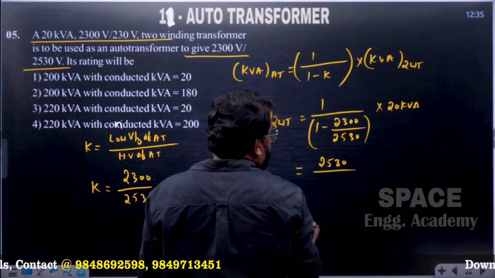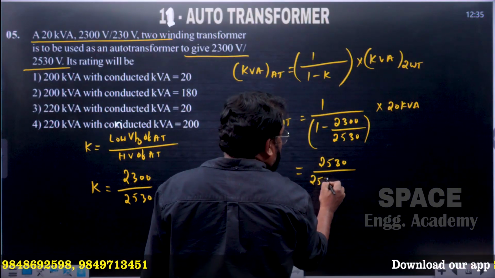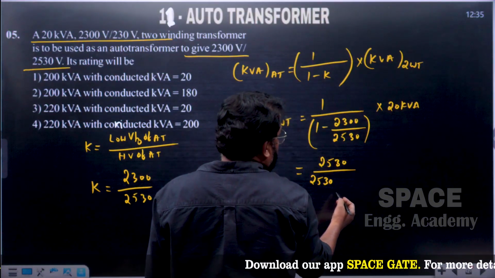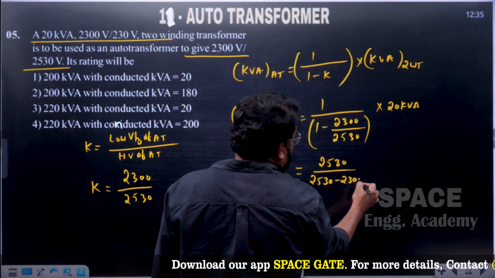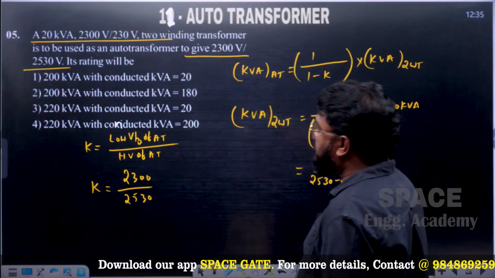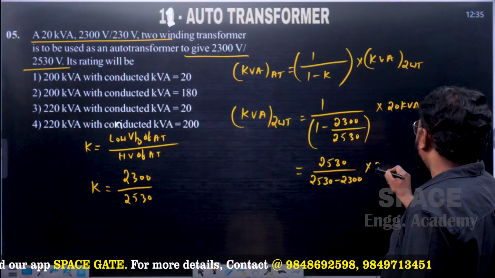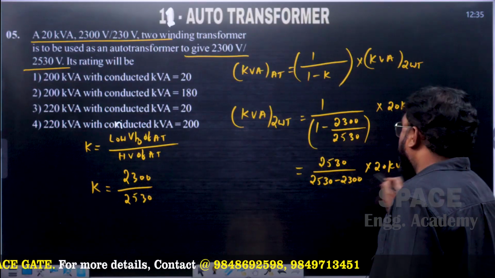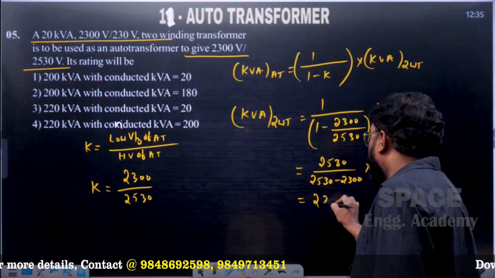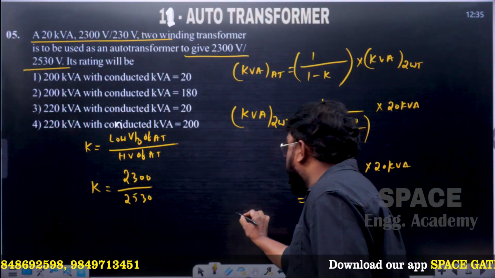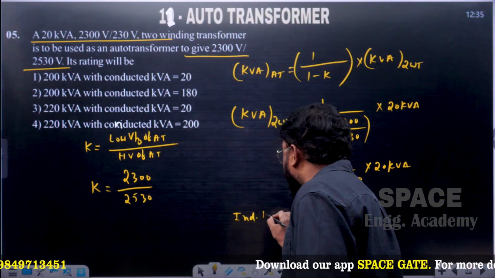So 2530 divided by 2530 minus 2300, that is 230, multiplied by 20 kVA. By solving here we will get 220 kVA.